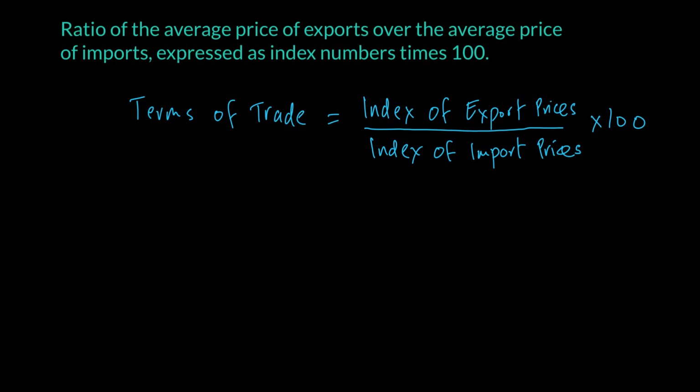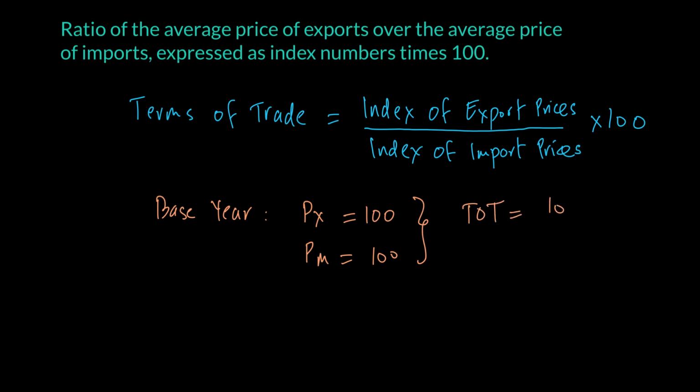So let's do an example. Let's say you have a base year, which is your beginning when you are starting to look at prices. Index of export, let's call it PX, in the base year is 100, because in the base year we value everything at 100, and index of import is 100 as well. So in the base year, your terms of trade, TOT, will be 100 over 100 times 100, or in other words, terms of trade will be 100.